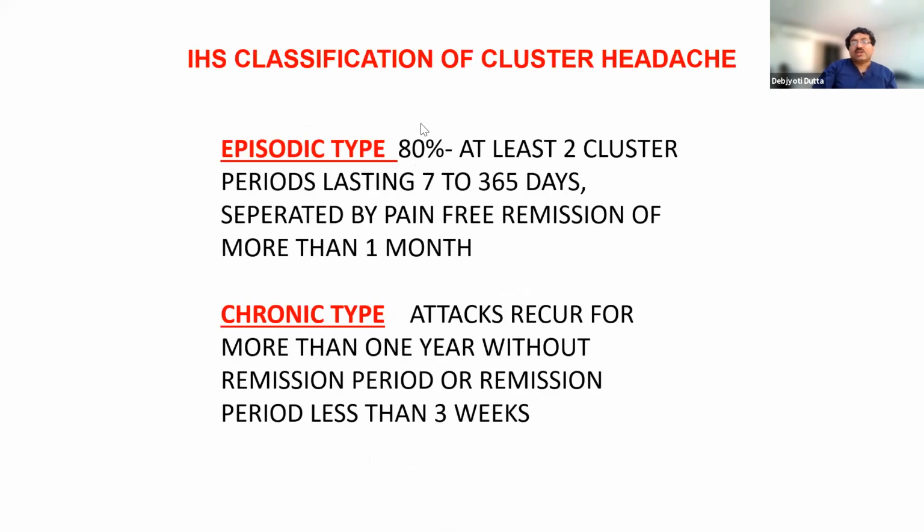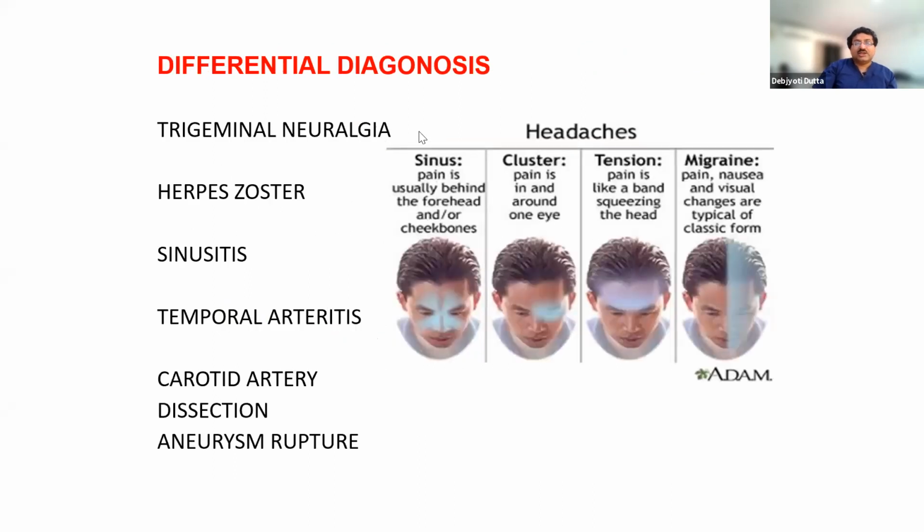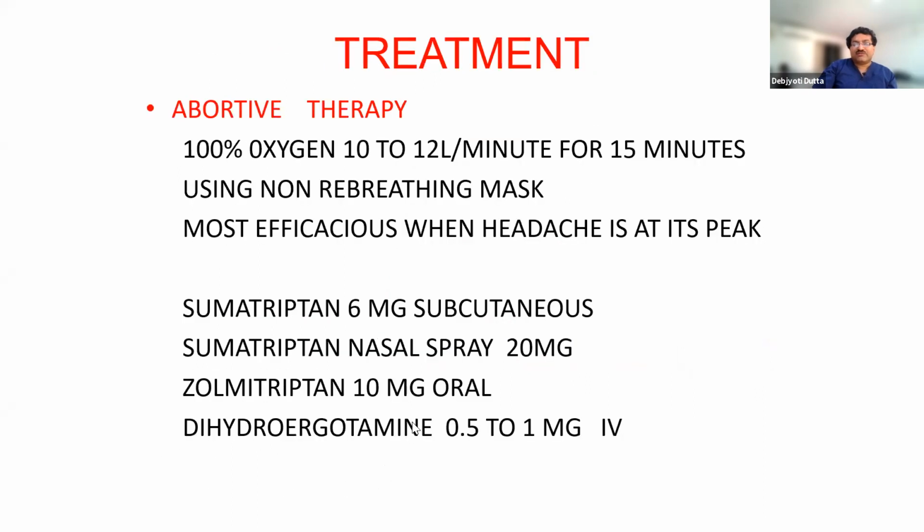Episodic type is 80%, with at least 2 cluster periods lasting 7 to 365 days, separated by a pain-free remission of more than 1 month. In the chronic type, the pain-free remission should be less than 3 weeks. For differential diagnosis, we need to differentiate it from trigeminal neuralgia, herpes zoster, sinusitis, temporal arteritis, carotid artery dissection, and aneurysm rupture.